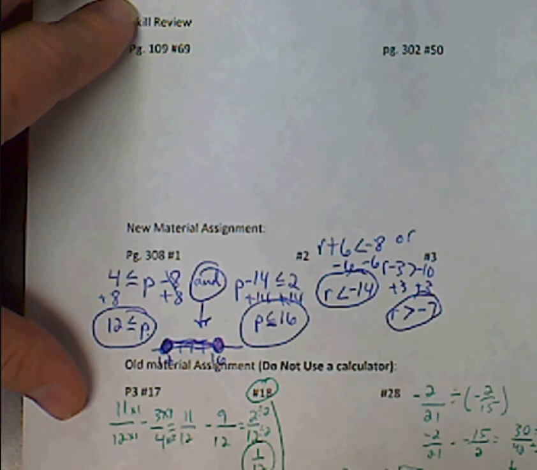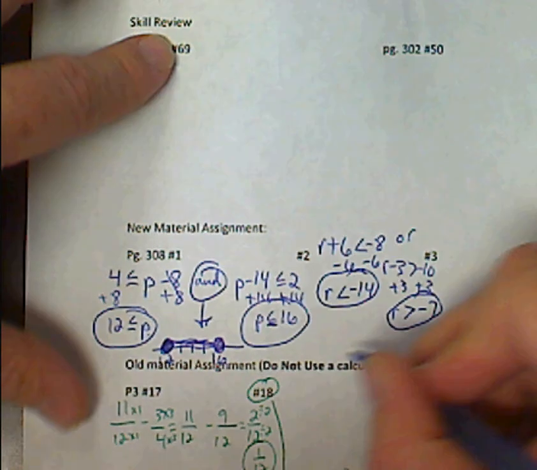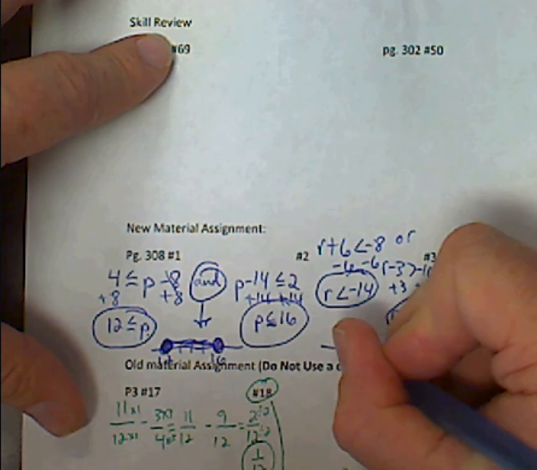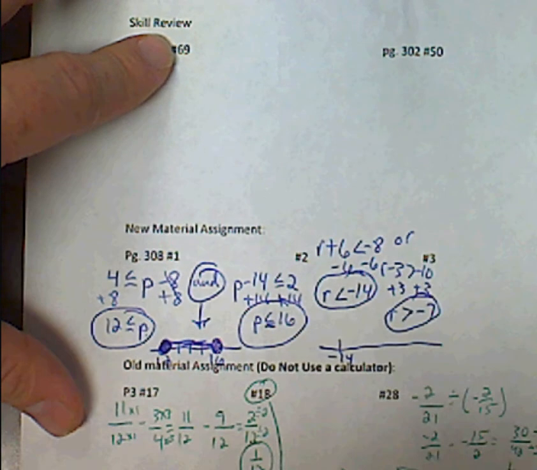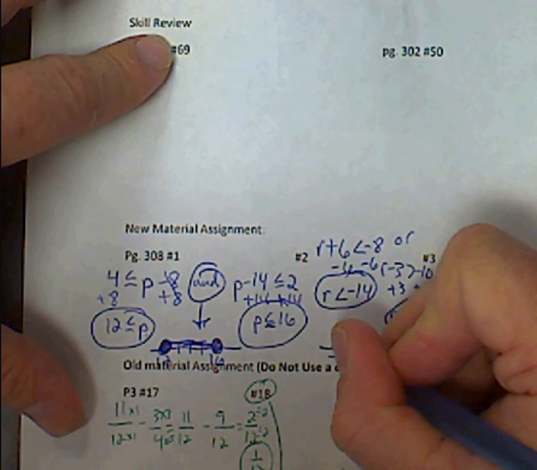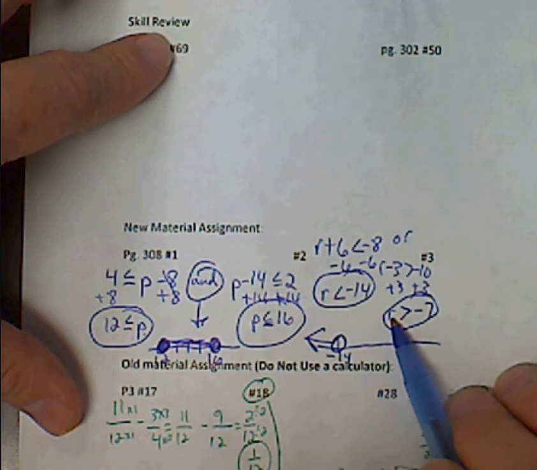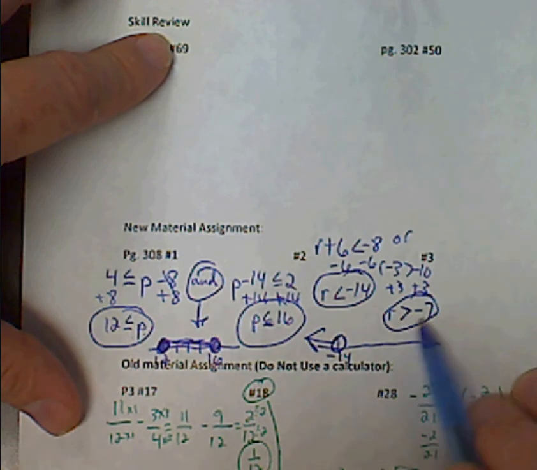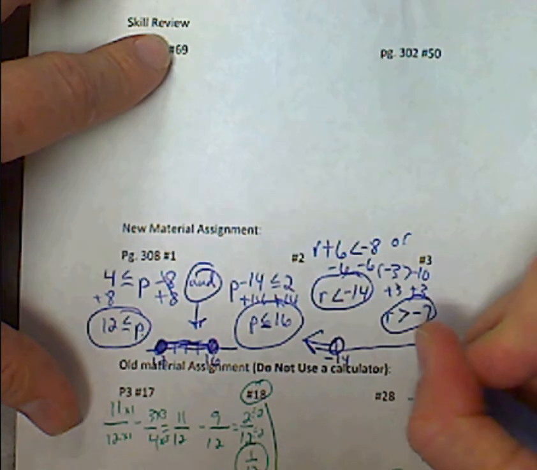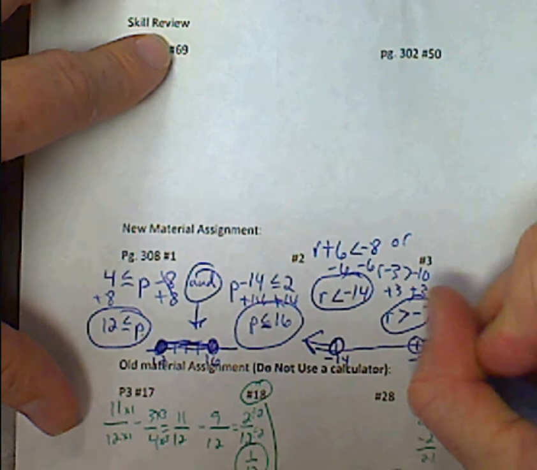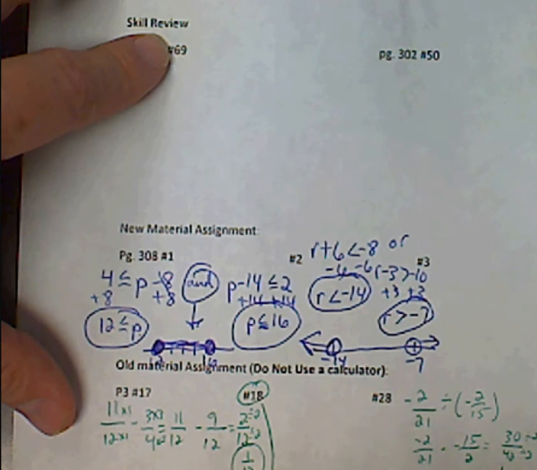Now typically or means the arrows go in opposite directions. Well, let's see if that is the case. So r is less than negative 14, so negative 14 would be over here. Less than means open circle, and it's going to the left. The other one says r is greater than negative 7, so if this is negative 14, I'm going to put negative 7 over here. I'm going to put an open circle. Greater than means to the right.